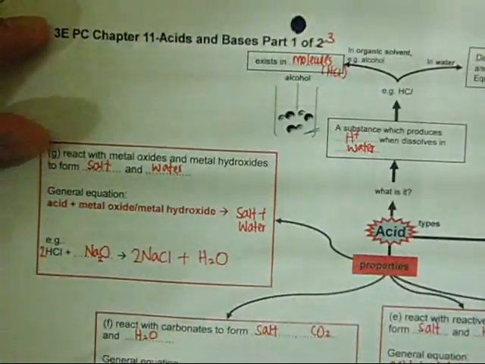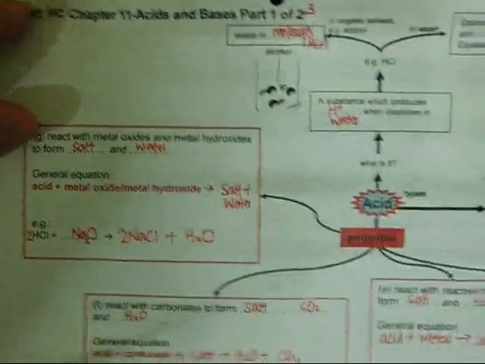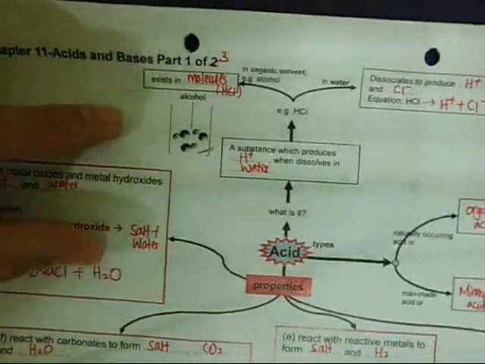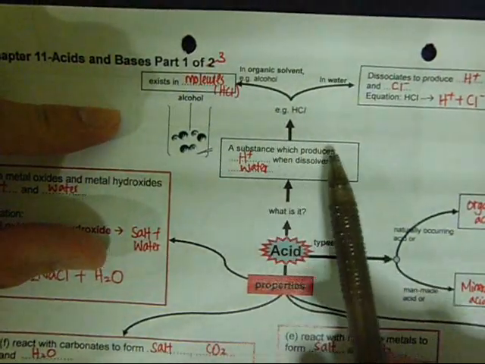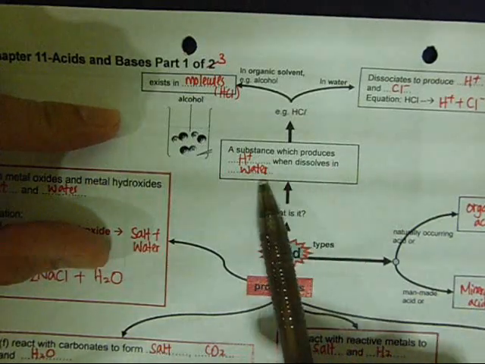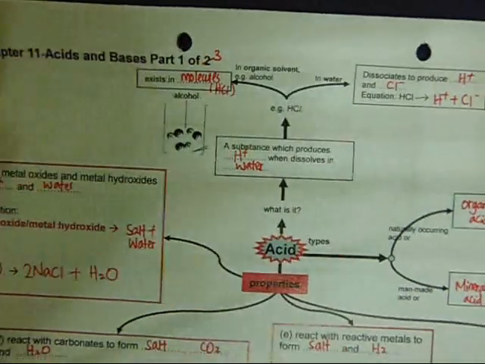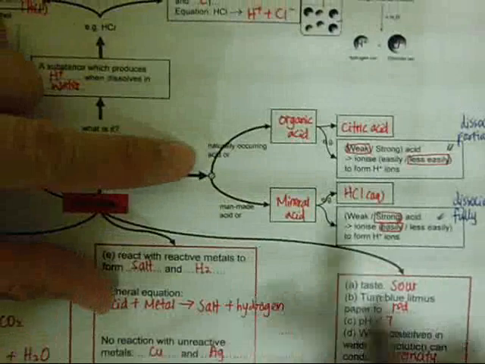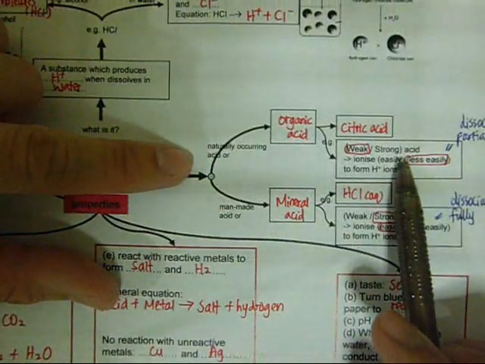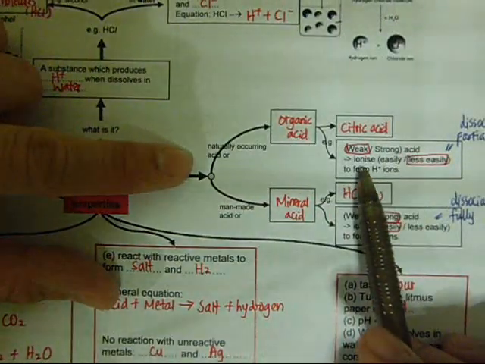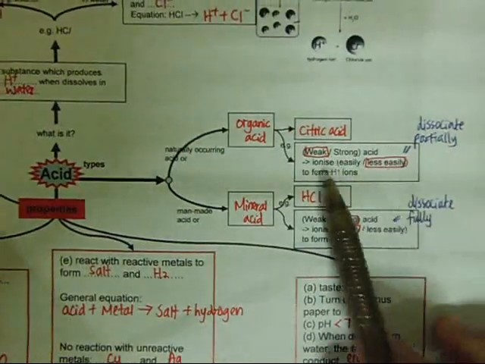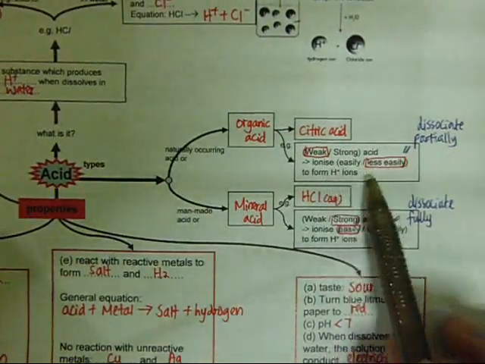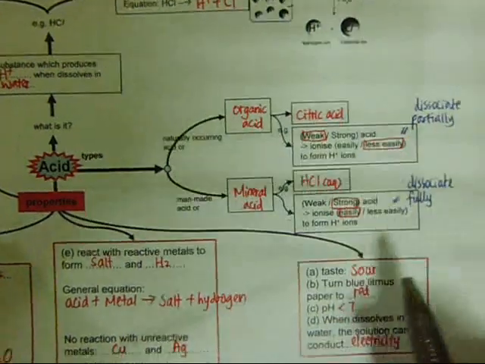Okay, the next chapter will be acids and bases. So acids and bases, first thing, what is the definition for acid? A substance which produces hydrogen ions when dissolved in water. What do you mean by weak acid? Weak acid means it ionizes or dissociates partially, or ionizes less easily, to form hydrogen ions in water. That would be weak acid.